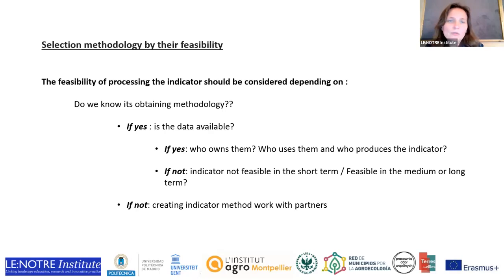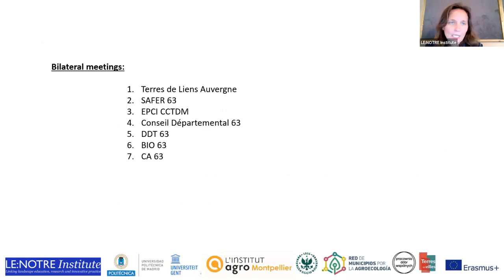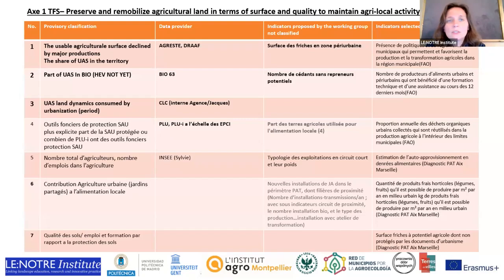This is the selection methodology by their feasibility. So either we had already established indicators, or we had just data, and it was up to us to create a method of obtaining the indicator. The bilateral meetings were with only a few of the actors of the working group, because only a few of them had data to provide. And so the method was very simple. For each axis, we had a proposition of around six or seven indicators, and we classified the three most important of them.